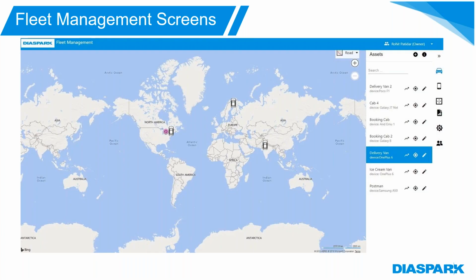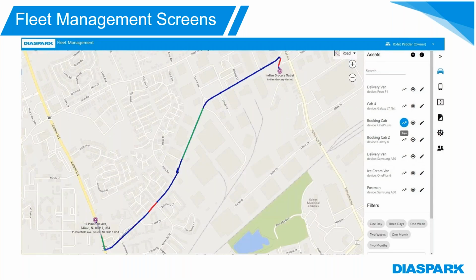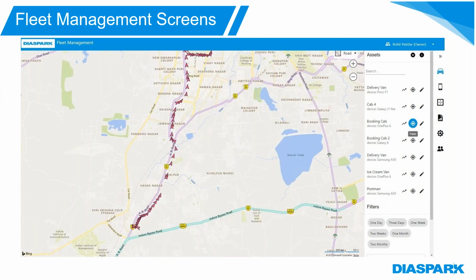So these are some screenshots of the fleet management. This is the bird's eye view where different cars and trucks are located. Here are the trips for one cab, where we are showing the time intervals in colors, and this is the real-time plotting of any cab or any fleet. Next slide, please.